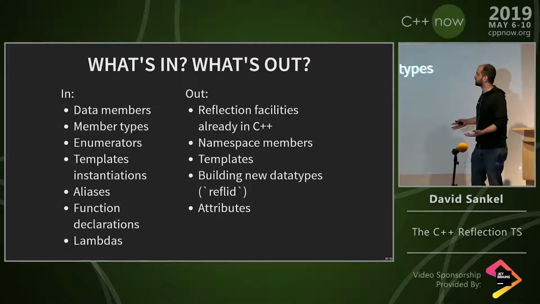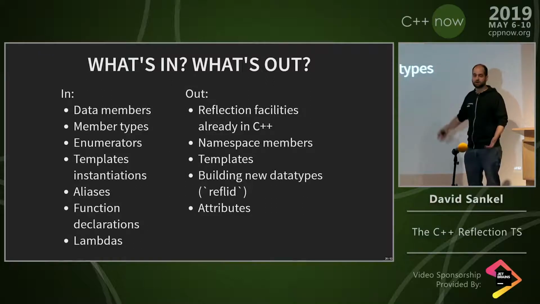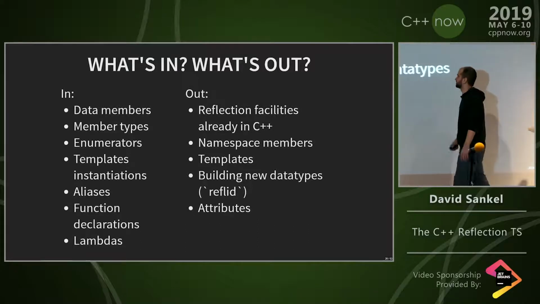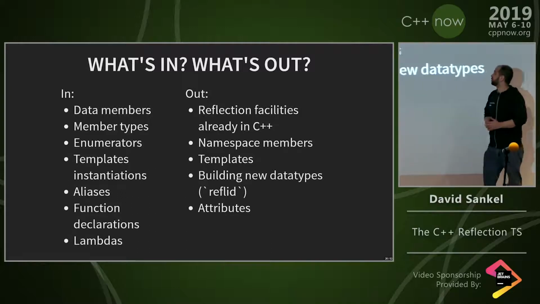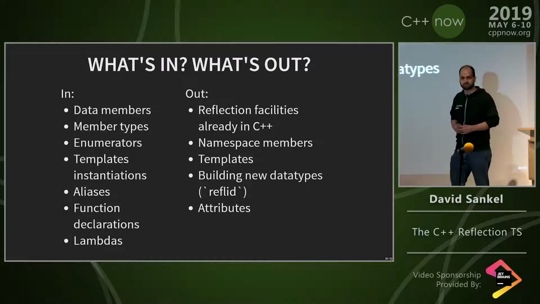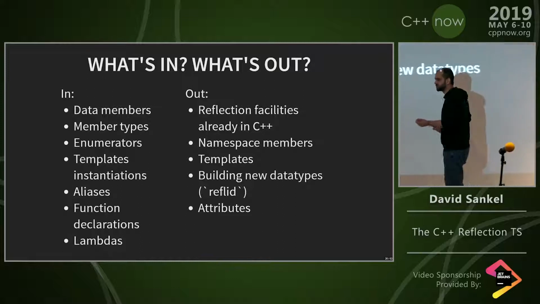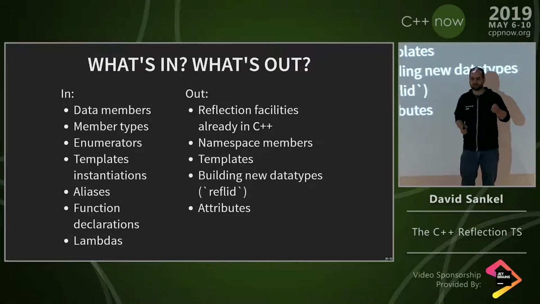Now what's out, that's notable, is first reflection facilities that are already in C++. We have no way for you to query whether or not a particular type is const. We already know how to do that with the existing facilities. We are not reflecting on namespace members. This often comes up like, oh, could you reflect on all the elements in a namespace?